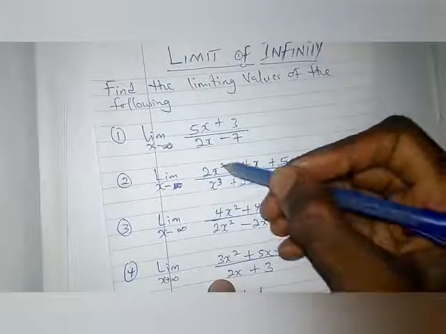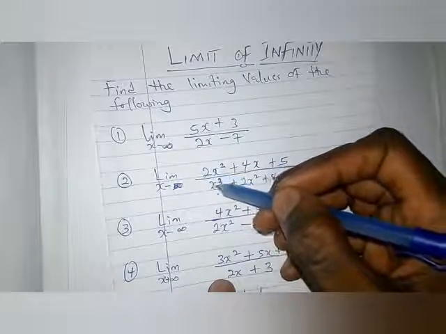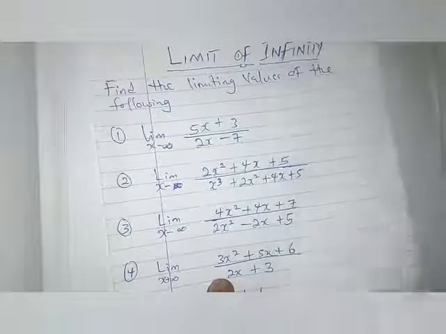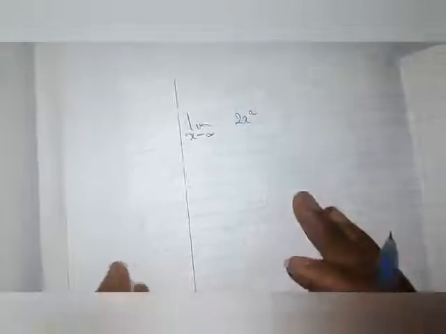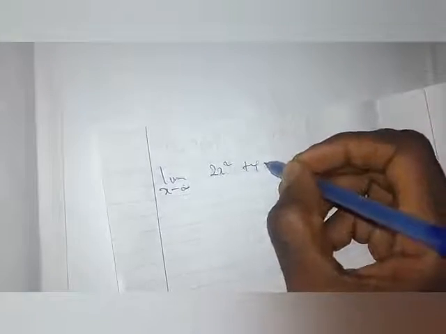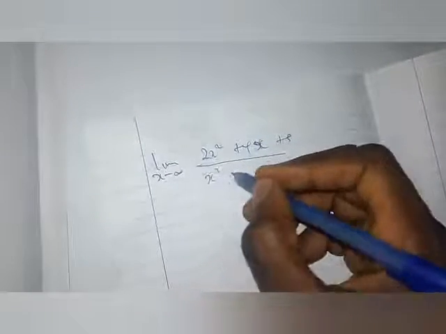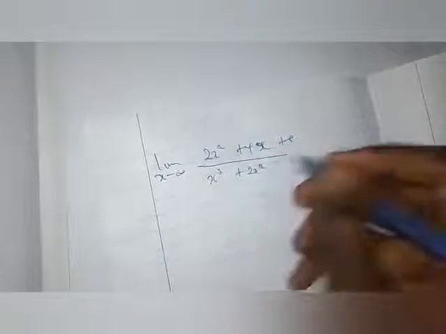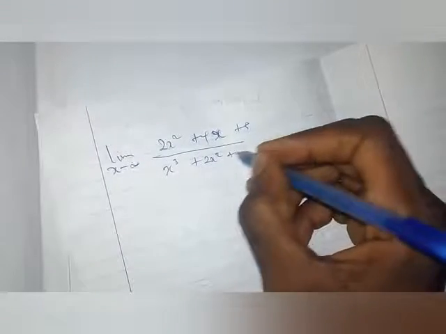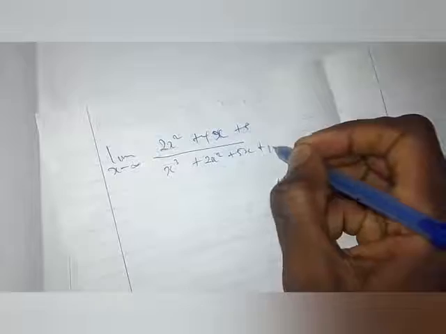The second one is the limit as x tends to infinity of 2x squared plus 4x plus 5, all over x cubed plus 2x squared plus 5x plus 10.